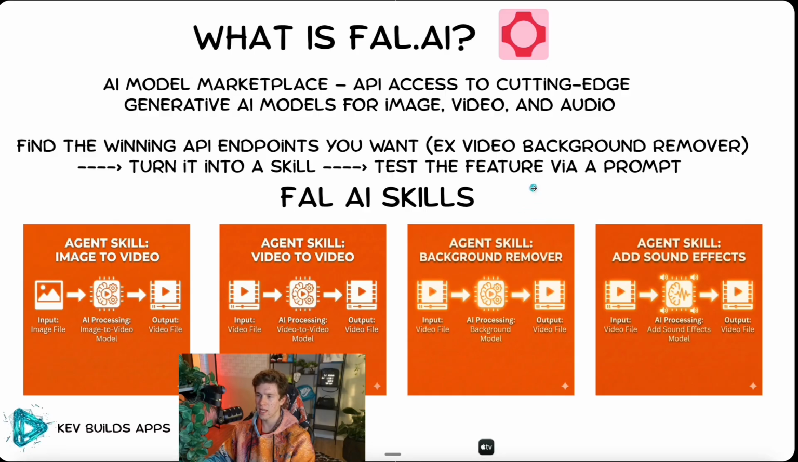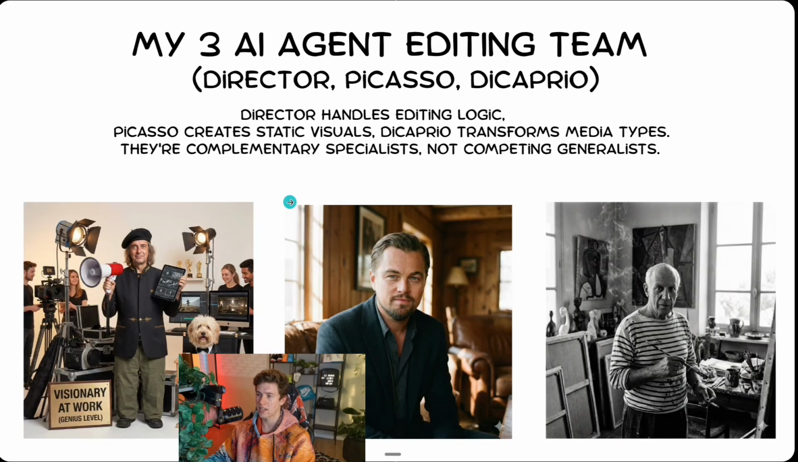So now I want to explain the 3 AI agent editing team. So we have the director, we have Picasso, and we have DiCaprio. So the director handles all of the editing logic. So make some cuts where there's dead air, add some captions, make an animation based on the transcript, stuff like that. Picasso will be creating static visuals using Nano Banana or any other cutting-edge image model, and DiCaprio is the video model. So DiCaprio can transform media types, can make media edits, can use video models to create new generations.